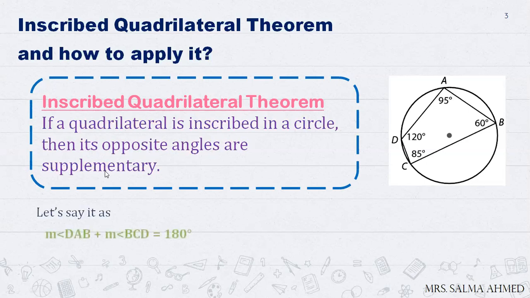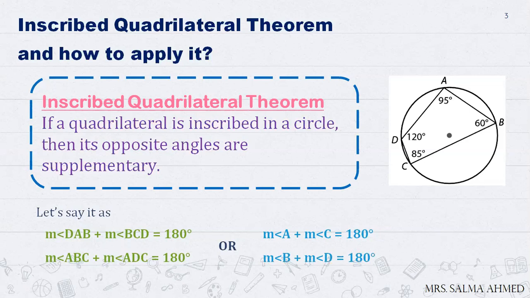We can say it in another way: measure of angle DAB plus measure of angle BCD gives me 180, which is 95 plus 85. Another one, measure of angle ABC, which is 60, plus measure of angle ADC, which is 120, gives me 180. Or we can say measure of angle A plus measure of angle C, they are opposite to each other, equals 180, and measure of angle B plus measure of angle D gives me 180.